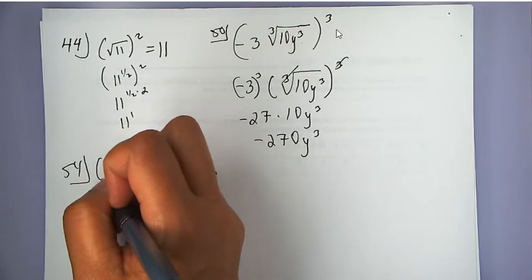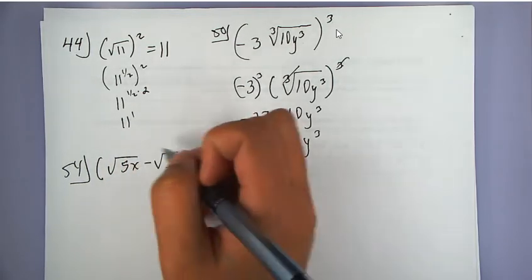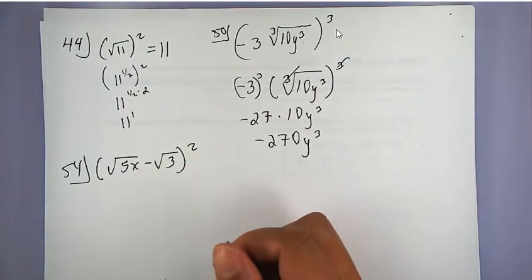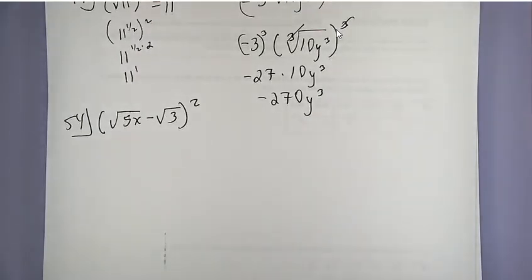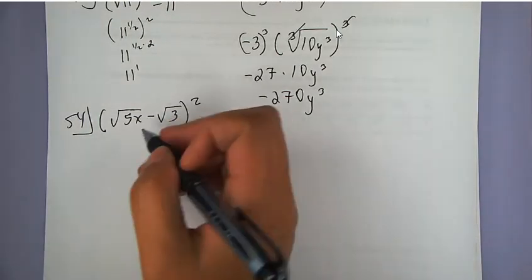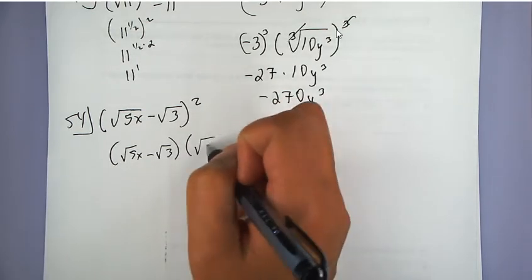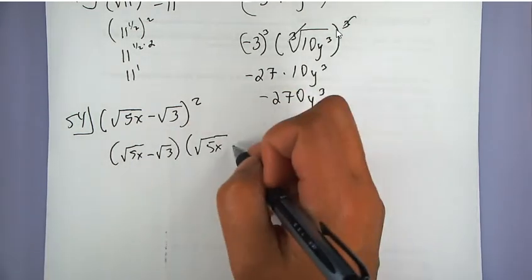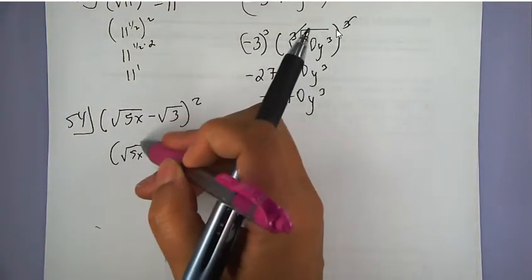And then FOIL it out. Again, drawing my arrows. I'm going to distribute this time because it makes it a whole lot easier. I end up with square root of 5x times square root of 5x. We talked about this. That's just 5x. Square root of 5x times negative square root of 3 is negative square root of 15x. Going back the other way, square root of 3 times square root of 5x gives another negative square root of 15x. And negative square root of 3 times negative square root of 3 becomes a positive, just 3. Square root of 3 times square root of 3 is just 3.